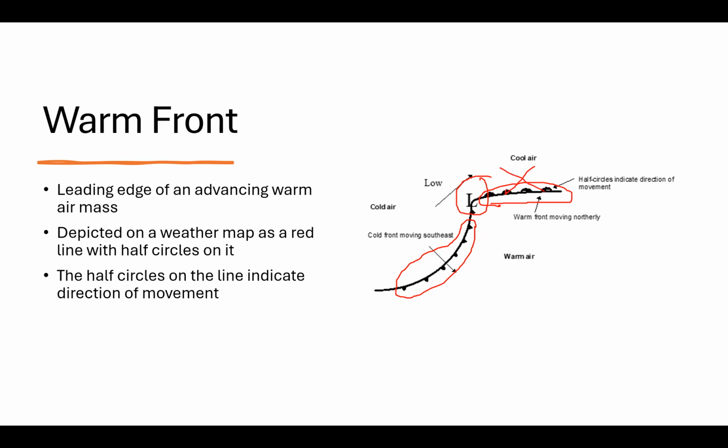All right, so this is what we want to talk about right here, where I put an X. This is what's known as a warm front. Warm fronts generally in the northern hemisphere are going to move towards the north, and in some cases northeasterly. The half circles on this warm front indicate the direction of movement. You're going to have cooler air to the north of a warm front, and you're going to have warmer air to the south of the warm front.